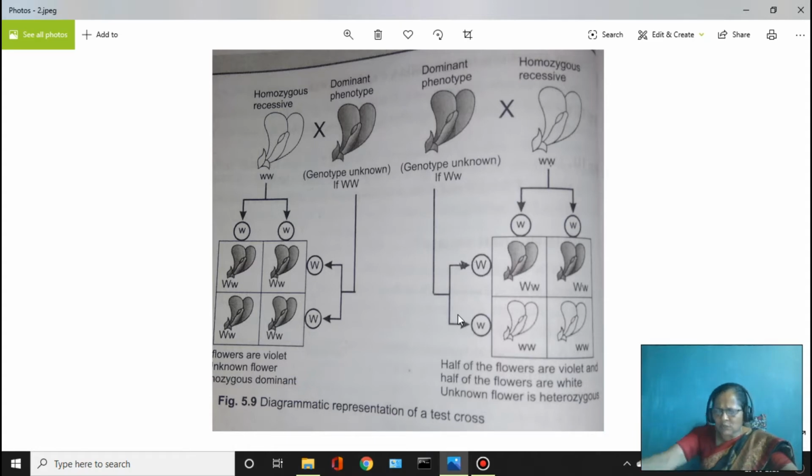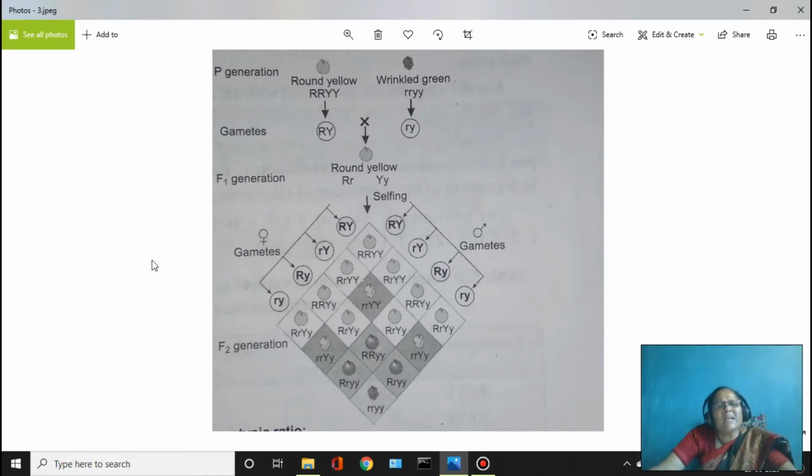Next, we have to see the dihybrid cross. See, Mendel took 7 traits for his genetic studies, and he conducted his experiment in 34 varieties of pea plants. First he conducted the monohybrid cross. On the basis of the monohybrid cross, he formulated two laws, law of dominance and law of segregation.